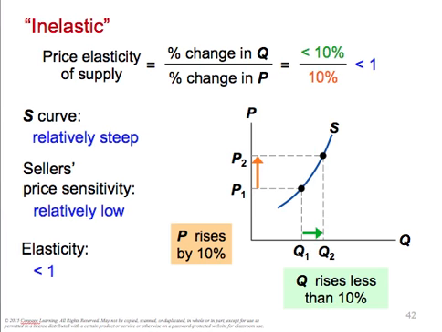Now, let's look at a fairly inelastic curve. Pretty vertical. The supply curve is relatively steep, and the seller's price sensitivity is relatively low. There's very little movement along this. From here to here, if the price was here and the price was here, it didn't cover a wide range of quantities. In this case, price rises by 10%, quantity rises by less than 10%. Again, these are just given examples to illustrate. That would indicate a price elasticity of supply that's less than 1. That's inelastic. Less than 1 was an inelastic demand, less than 1 is an inelastic supply.